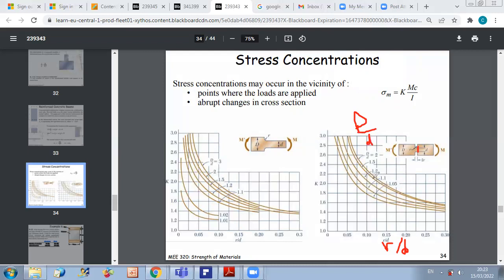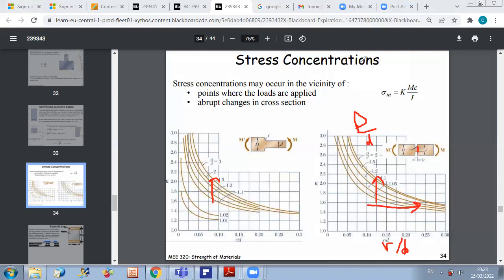Also, of course, the larger big D over small d is, the larger K is. This is the same observation in both graphs, because the sudden variation will be steeper. You will have a more aggressive contraction and then expansion. This will cause a higher concentration of stress. So as expected, the larger D over d, the larger K, and the larger r over d, the smoother the transition. This allows us to reduce the value of K.